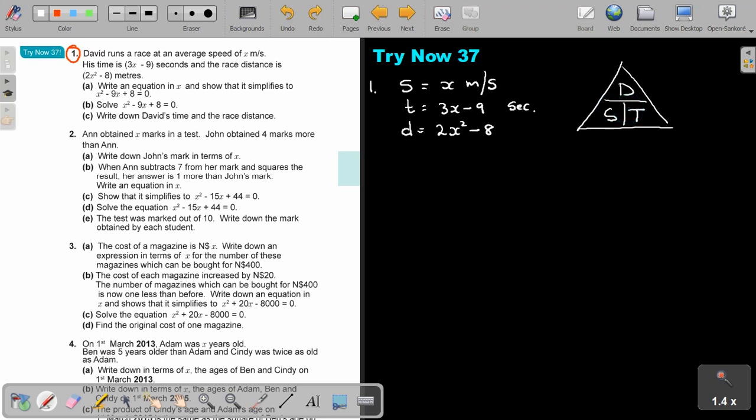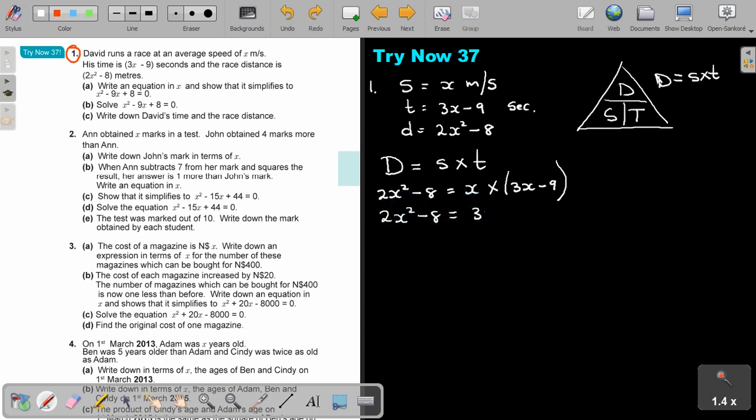Now, always try to avoid fractions, because it's easy then to make mistakes. So we're going to avoid the fraction, because distance is speed multiplied by time. So I just substitute. This will be 2x squared minus 8, and the speed will be x, and the time, put in brackets, 3x minus 9. Okay, now I'm just going to simplify it. So I get 2x squared minus 8 equals 3x squared minus 9x.